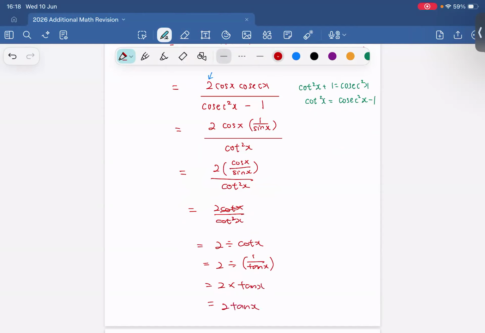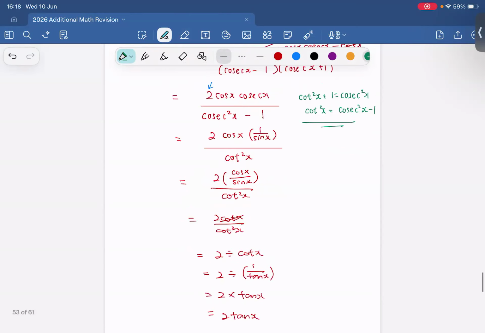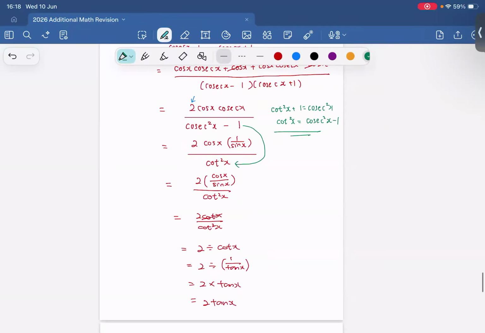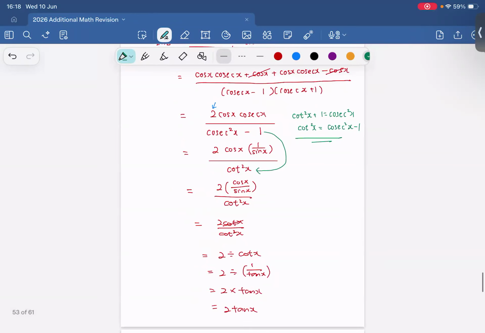Okay, so you tell me, if you don't remember your special identities, then how can you easily link these two together? It's not natural to you already if you don't remember your identities. The formula sheet is there. I think it's just to confirm that your memory is correct, but you have to know that it is like that.